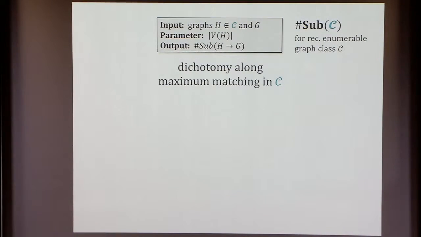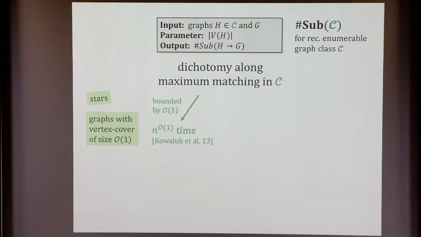So if this number is bounded by some constant, then it turns out that there is actually a polynomial time algorithm for counting subgraphs from the class C. Examples for such classes would be the class of stars, because you can find only one matching edge in stars. Generally, all classes that have bounded vertex cover number. Actually, the classes that have maximum matching number bounded by a constant and the classes that have vertex cover number bounded by a constant are the same classes, because these two parameters are just bounded away from each other by a factor of 2.